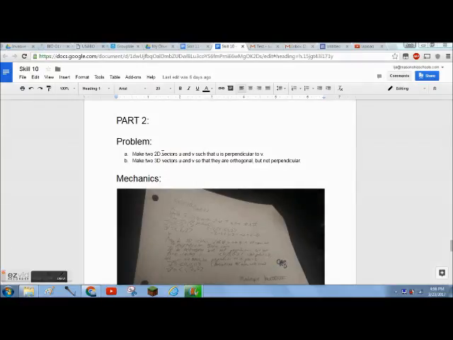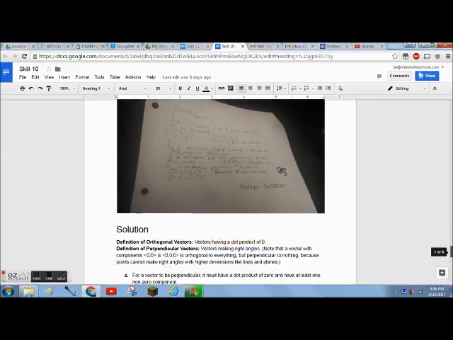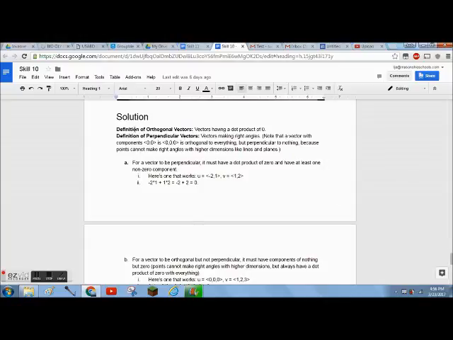Make two two-dimensional vectors u and v such that u is perpendicular to v. Then make two 3D vectors u and v so that they are orthogonal but not perpendicular. So, before we get into our solution, let's first define orthogonal and perpendicular.